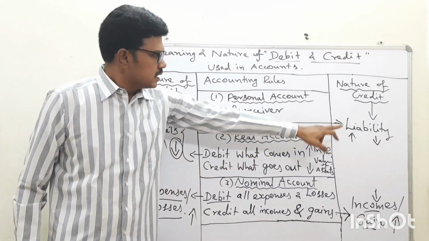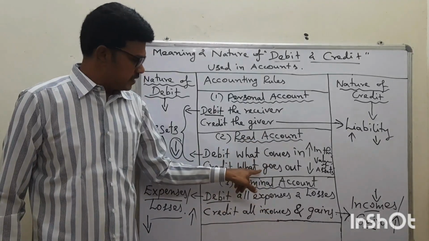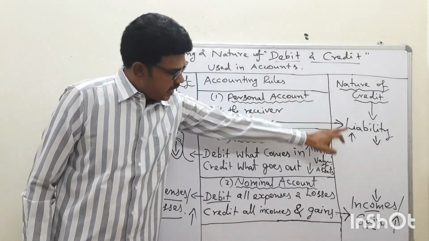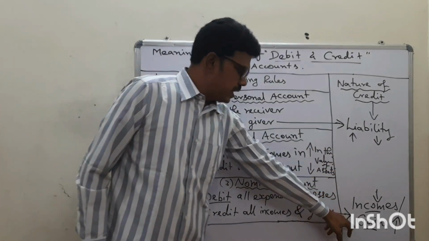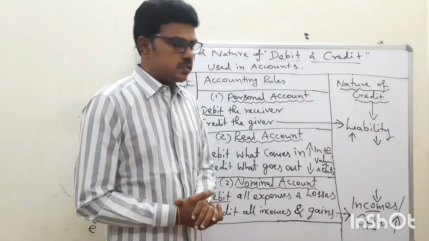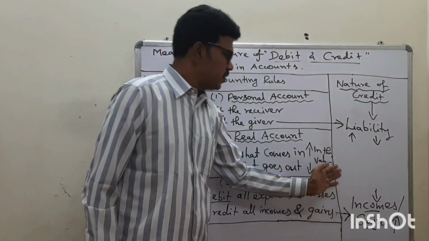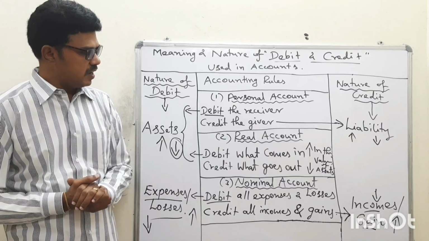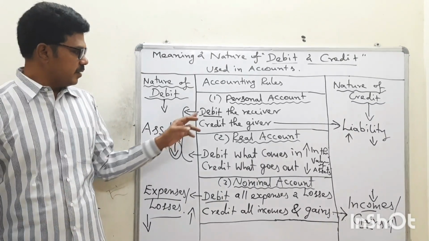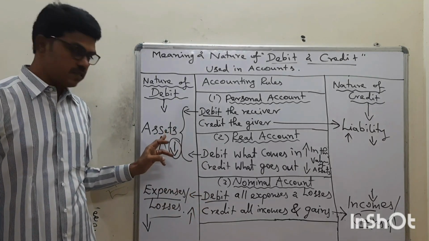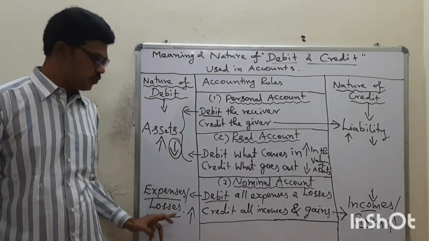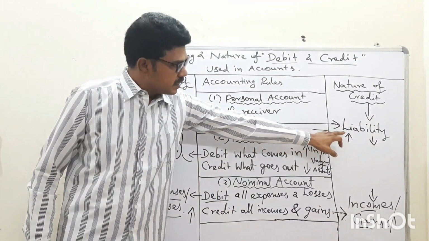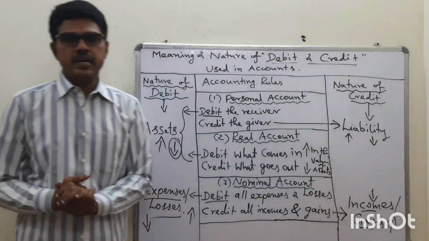Likewise, all other credits will increase the value of liability or income or gains. Suppose we want to reduce the value of liability or incomes or gains, we should debit in the journal entry. Then it will reduce the value of liability or income or gain. All the debits will not always end up at assets or expenses or losses. Similarly, all the credits will not end up with liability or incomes or gains.